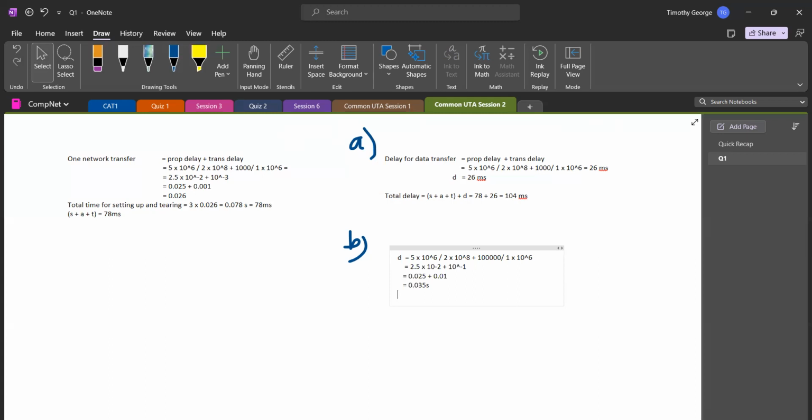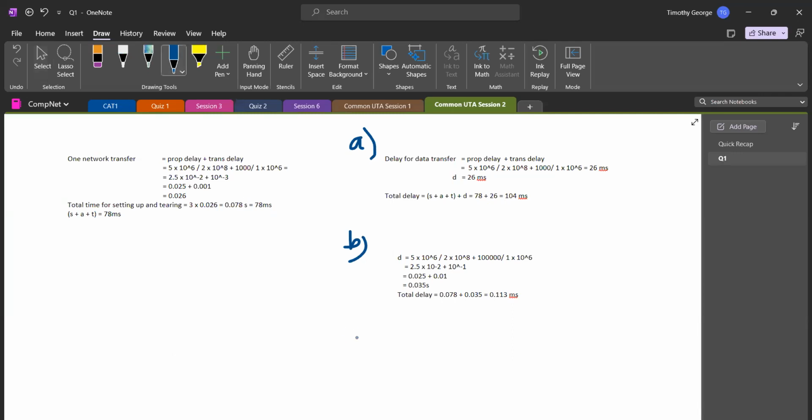Right? Now all that you need to do between these two is to add all these together. Total delay is equal to 0.078, that's from here, S plus A plus T, plus 0.035. That many milliseconds. That's how we can calculate the second part.